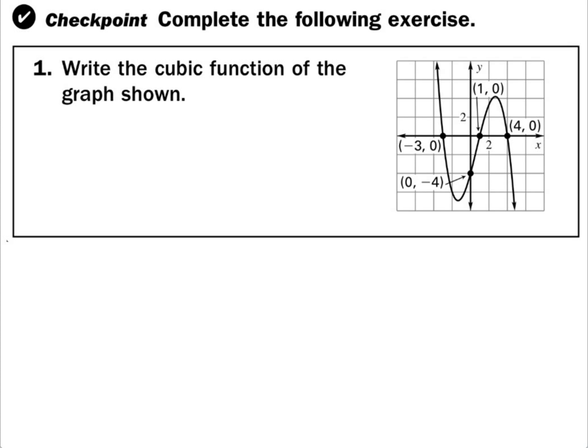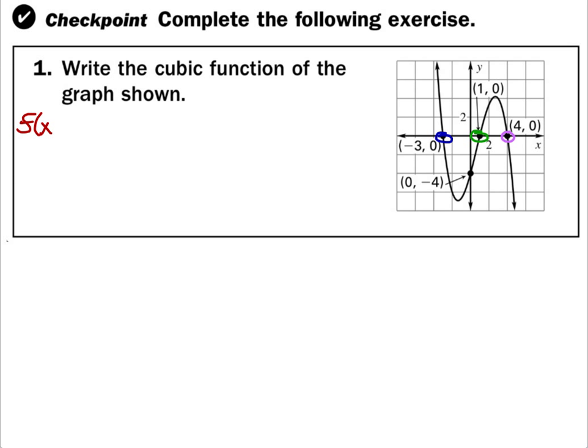Now, we're given a graph, and there are 3 x-intercepts. One of them is at -3, 0. One of them is at 1, 0. And one of them is at 4, 0. And because of that, we can write the general polynomial function.